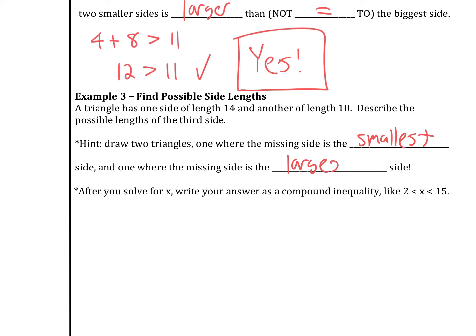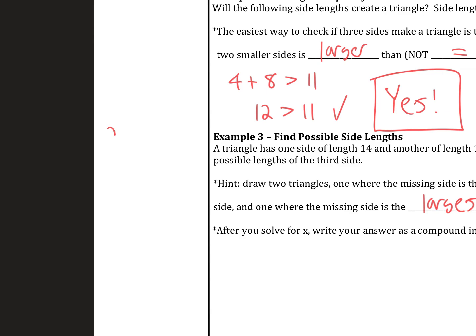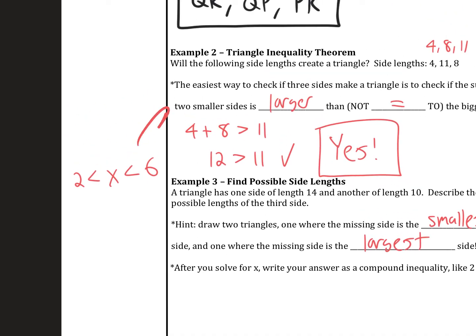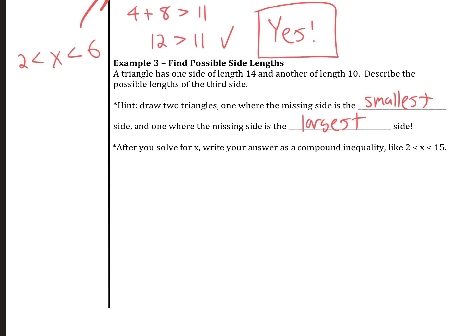Okay, so basically what it's asking for is what's the possible range of values that x can be for the third side. It's asking could it be something like x is between 2 and 6. Would those be possible lengths that would actually make a third side? That would satisfy what we did up here and actually follow the rule where the two smaller sides are bigger than the third side. Okay? So we're looking for a range of possibilities.